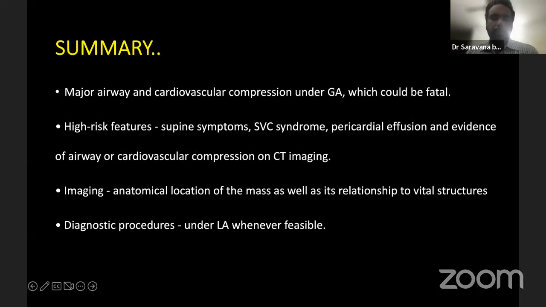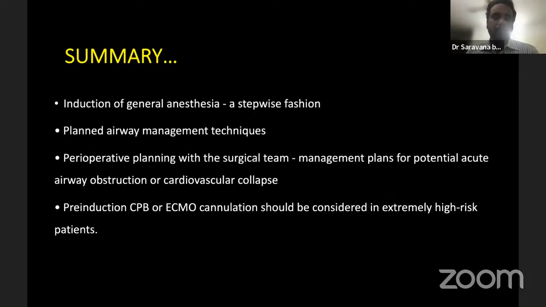Whenever a diagnostic procedure is planned, always plan under local anesthesia whenever feasible. When you are going for a therapeutic intervention, plan for general anesthesia. The induction of general anesthesia should be in a stress-free patient, as I already told, and the planned airway management techniques should be at hand. Perioperative planning with the surgical team is most important. You talk with the surgeon, tell your plans, and also know their plans and your management plans for potential acute airway obstruction or cardiovascular collapse. You just discuss with them, and pre-induction CPB or ECMO cannulation should be considered in extremely high-risk patients.